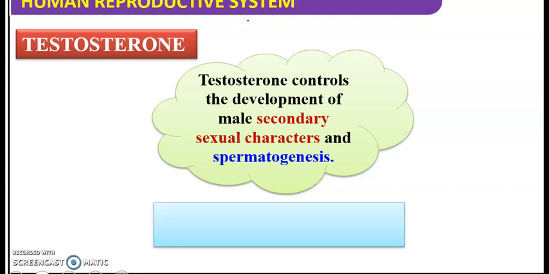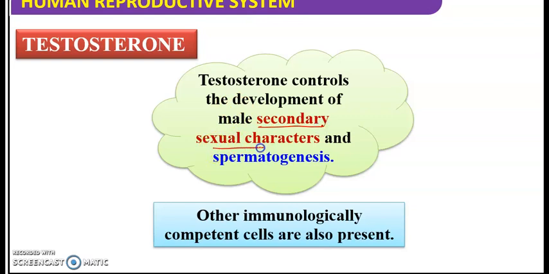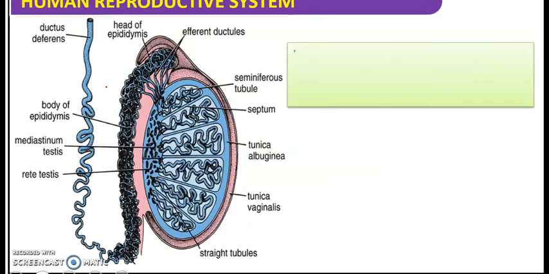So let us once again understand this testosterone hormone, even though we have studied this in the chemical coordination chapter. Testosterone is a hormone that controls the development of the secondary male characters and spermatogenesis, and you can also add the point that it initiates the sexual drive in men. Okay, so that is the main role of testosterone. And who is producing this testosterone? Leydig cells are producing it. Other than this, there will be some other cells also which are immunologically important.